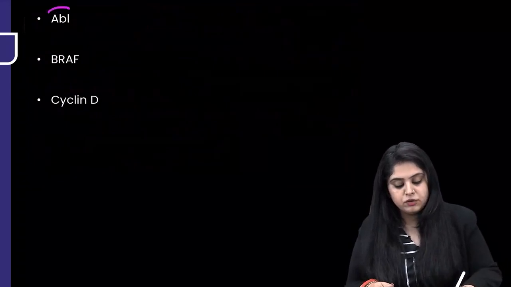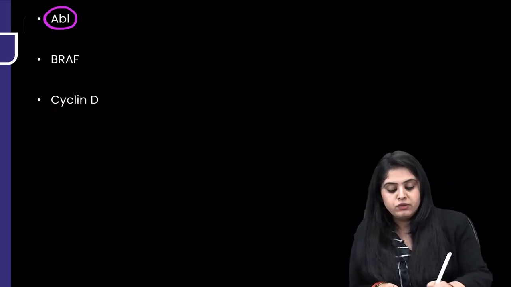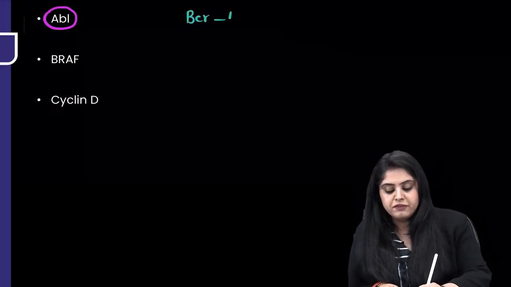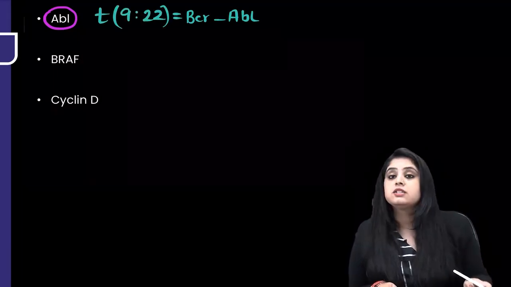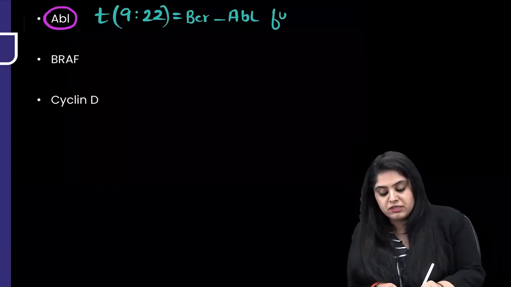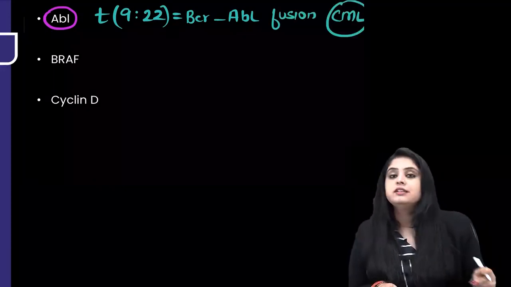Almost coming to the end, guys. Where do you see the presence of ABL? I don't feel like asking you this. Everyone knows. Where do you see BCR and ABL fusion? BCR and ABL fusion is seen in translocation 9;22. Translocation 9;22 causes BCR-ABL fusion, which leukemia am I talking about? We are dealing with a case of CML.